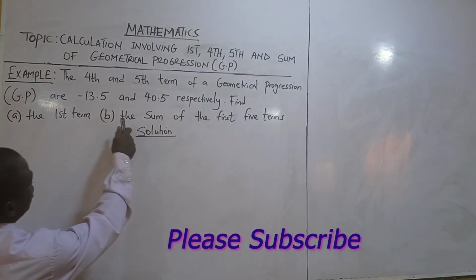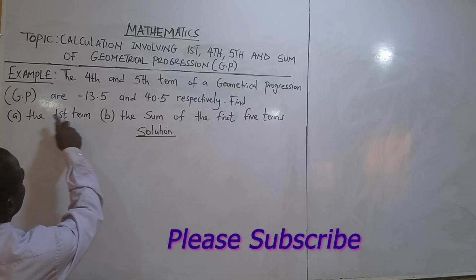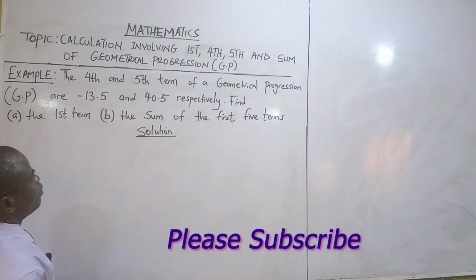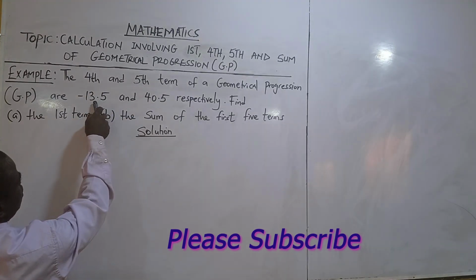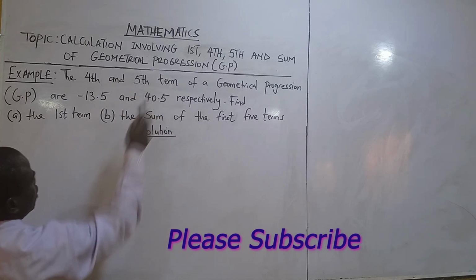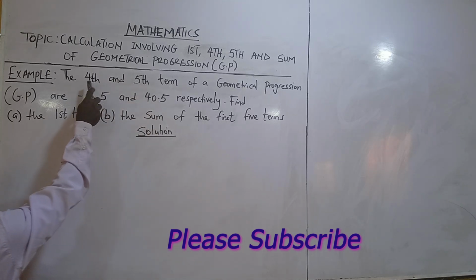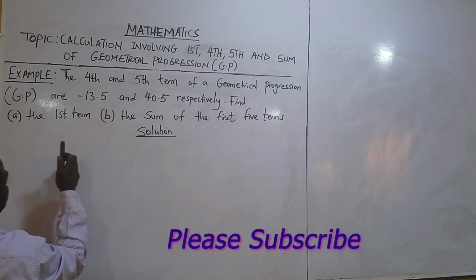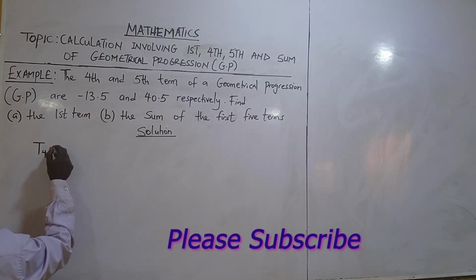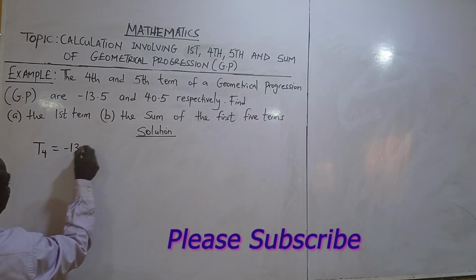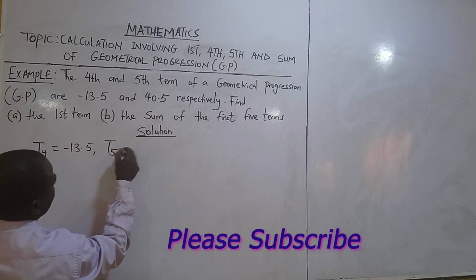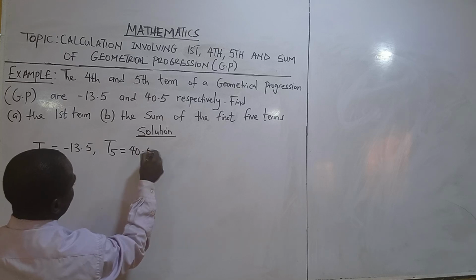The fourth and fifth term of a geometrical progression are minus 13.5 and 40.5. The fourth will stand for the first one, the fifth will stand for the second one. Now let's write it. T4 equals minus 13.5. T5 equals 40.5.